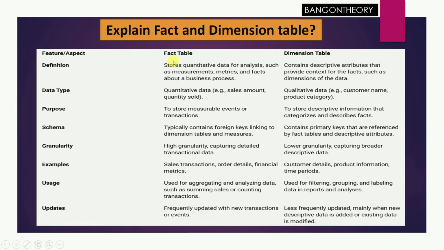Granularity is high in a fact table, capturing detailed transactions, and in a dimension table it is low. Examples of facts are sales transactions, order details and financial metrics, and for dimensions they are customer details and product information. For usage, fact tables are used for aggregating and analyzing data, such as summing values or counting transactions, and dimension tables are used for filtering, grouping and labeling data in report analysis.